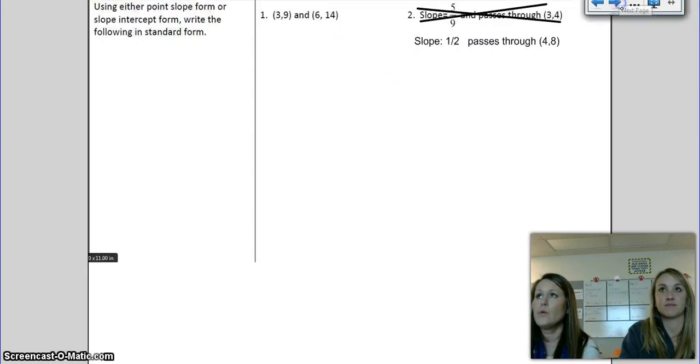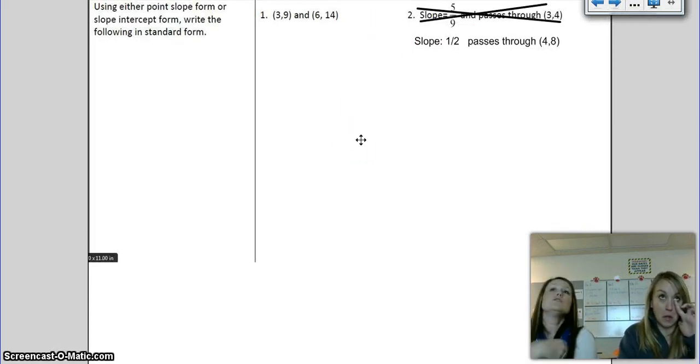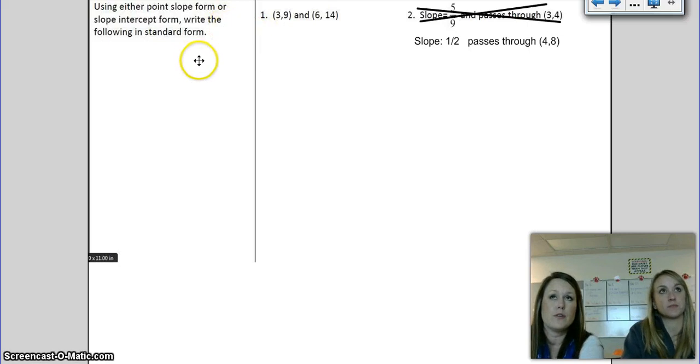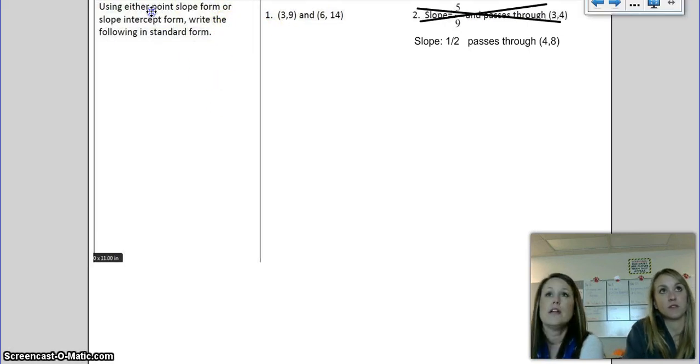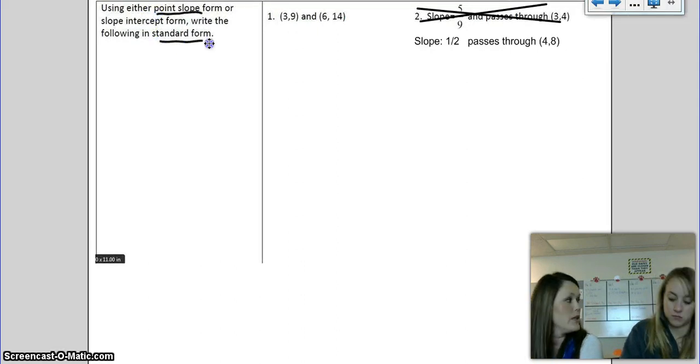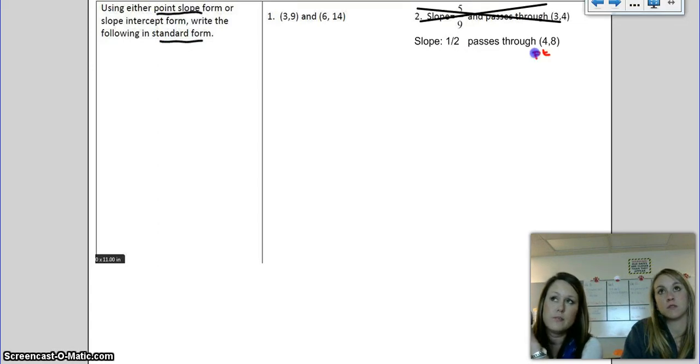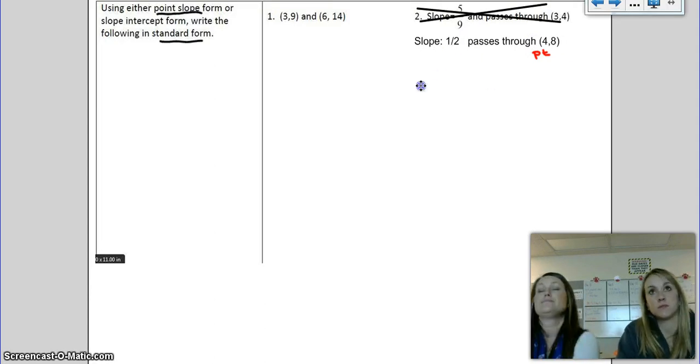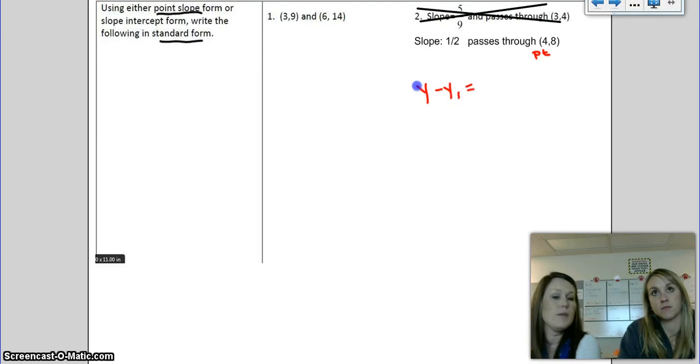Now, we will do 2 more examples. Well, probably just one. We'll skip number 1 and we'll do number 2. This says using either point slope form or slope intercept form, write the following in standard form. I know that I'm supposed to use point slope form if I'm given a point and the slope. And in number 2, I've been given a point and the slope. So I'm going to use point slope form. Y minus y1 equals m times x minus x1.